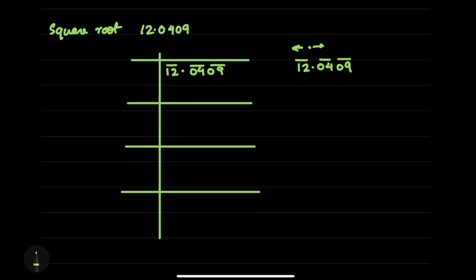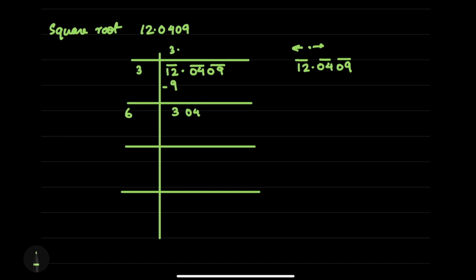Okay, so now let's find a number whose square is smaller than 12. That would be 3. So 3 up here, and then we get 3 as the remainder. We bring down 04 here, and we'll also put the decimal simultaneously. Then we again bring the double of it. So double of 3 is 6.